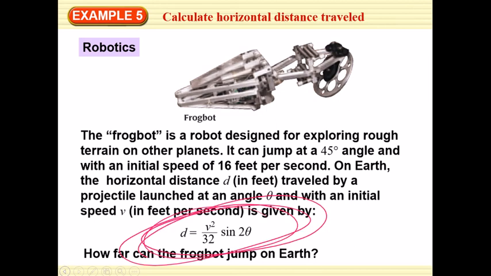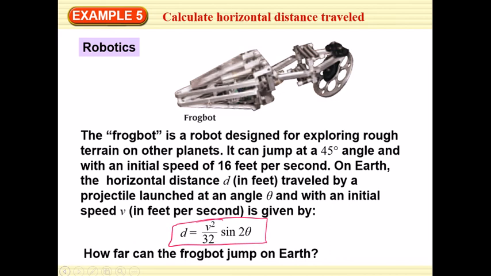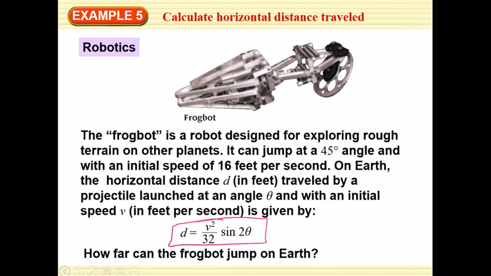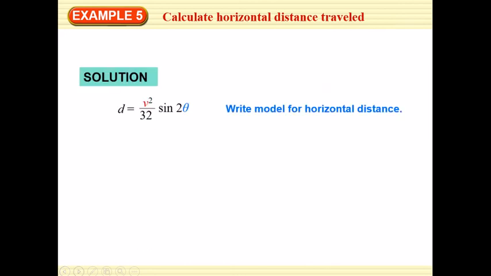All to say, we are going to be using this formula. And I have a feeling that if you are looking at a word problem and they say something about initial speed or horizontal distance, you're probably going to need to reference back to this formula. So, solution here. What we need to do is fill in these values. I have an angle right here, as well as an initial speed of 16 feet per second. So I only have two variables to fill in, and that is theta and v.